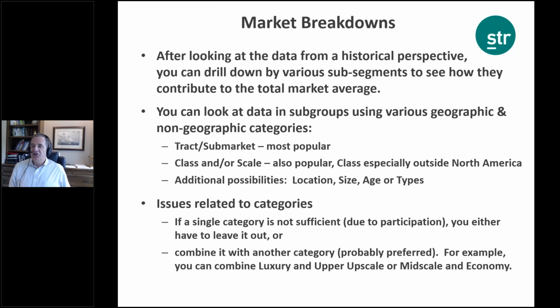Issues related to categories. If a single category is not sufficient due to participation, then you have to leave it out, or you could combine it with another category. For example, if there are not enough luxury hotels in a particular market you're studying, you could combine luxury with the next group below, which would be upper upscale. You could do the same thing with economy hotels. Let's say economy hotels don't have enough participation. You could combine that with mid-scale hotels, and then you would get data show up for that.